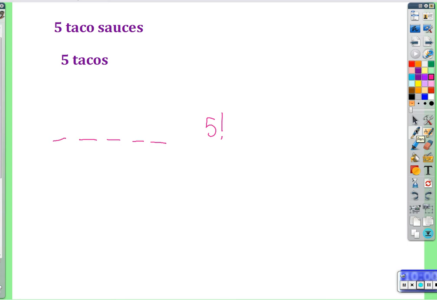All right. Now we're going to talk about permutations of smaller sets. You've got n things, but you're only going to arrange r of them. That's why there's n and r in that original formula. So that would be like if we had 5 taco sauces, but only 2 tacos? Yes, and we're only going to use 2 of these sauces. Let's talk about that. 5 taco sauces.